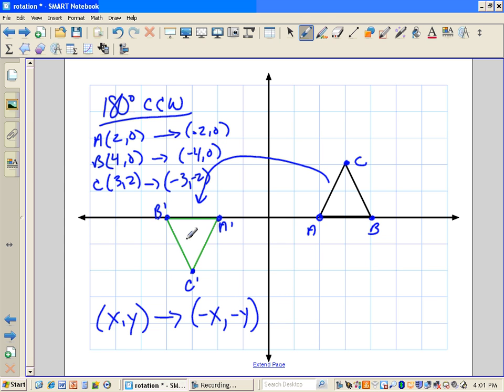That being said, if we were starting over here, if the green one was our original one, and we rotated it over here, the negative would become positive.